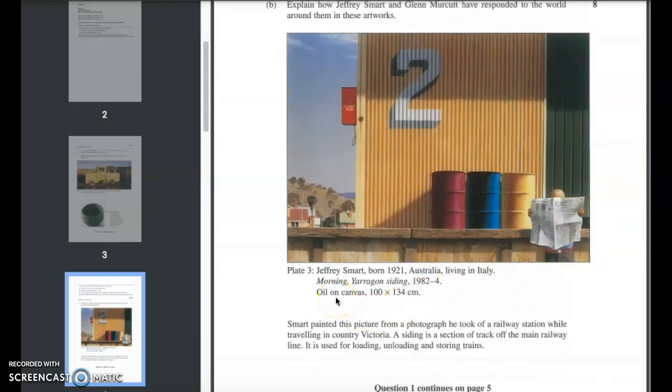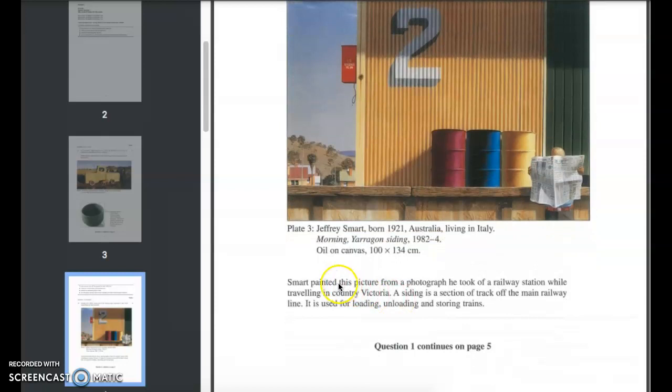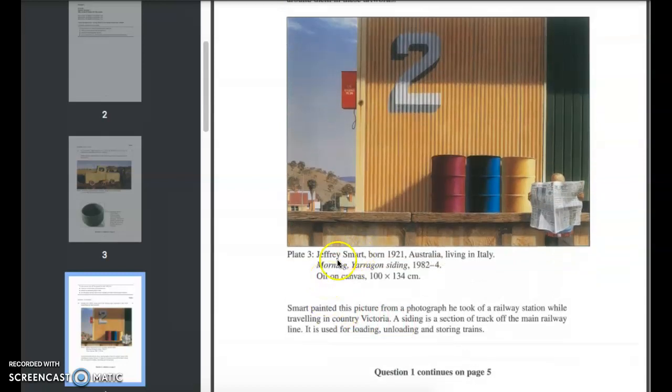We know that it is oil on canvas and that it is 100 by 134 centimeters. So it's like a meter by a meter and a bit. So it's a significant work. It's not large, but it's not tiny. So the world around the artist can just be given to you from the information. We know that he was living in Italy, but he was born in Australia. So he's an Australian, he's living in Italy. It's the morning. It was made in the 80s.